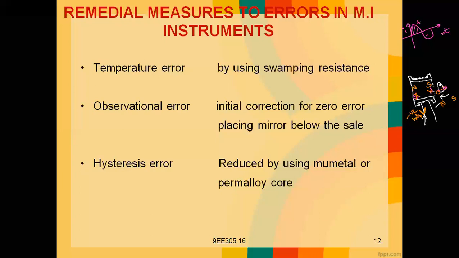In order to reduce that, we have to pick metals which support easy reversal, which consume very little energy for reversal of the magnetic poles inside the material. Such materials are mu metals or permalloy core metals. So when we use this kind of metals, then we can have less hysteresis error.